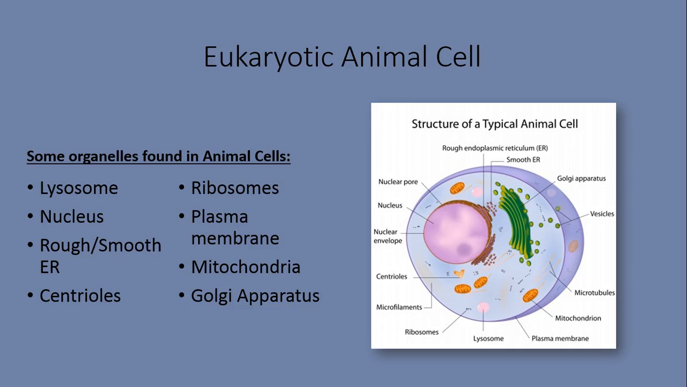So here we have an image of the eukaryotic animal cell, as eukaryotic cells can be broken down into plant and animal. Some of the organelles are shown here in this image, and this includes things like the lysosomes, mitochondria, rough endoplasmic reticulum and smooth endoplasmic reticulum. And of course, you have the nucleus that contains all the genetic information in the chromosomes of the cell.